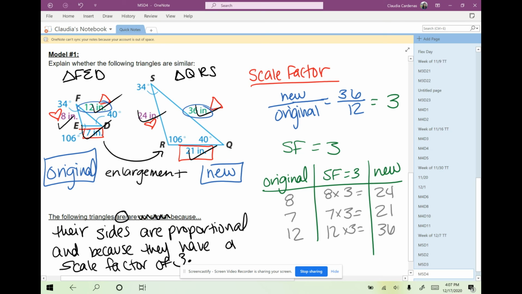So let's summarize. We're going to first identify the corresponding sides using symbols. We then find the scale factor by dividing the new dimension over the original. And if all the sides are proportional, then that means these shapes are similar. We're going to try one on our own.